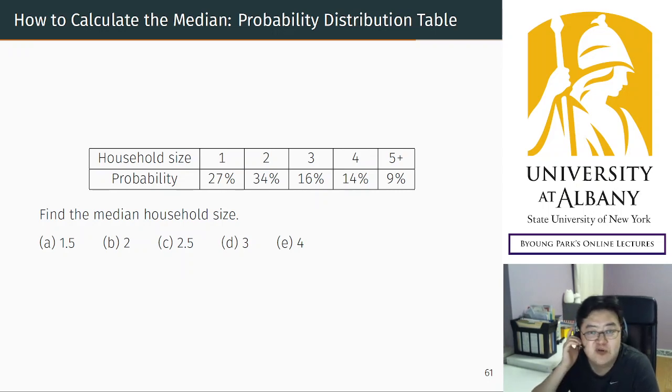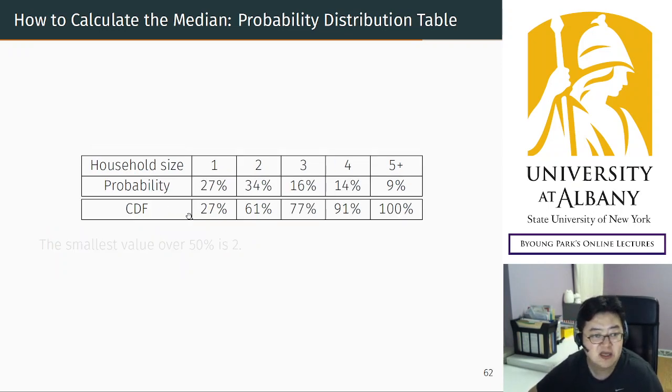Hello, I gave you this question in the previous video, and so you need to calculate the median by calculating the cumulative distribution function. So cumulative probability is simply adding up the probabilities: 27, and then 27 plus 34, and then 27 plus 34 plus 16, and then plus 14, and then plus 9. So at the end it becomes 100% and it always increases.